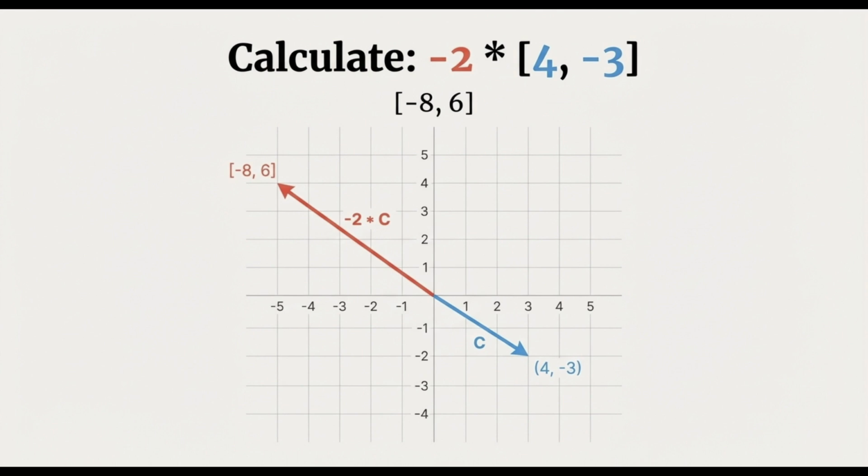Let's do a quick visual calculation. Start with the vector for -3. Now multiply it by -2. Every component doubles in size and flips direction. The result is -8, 6. Same shape, same proportions, just scaled and reversed. This flipping behavior is especially important when AI models correct their own mistakes.